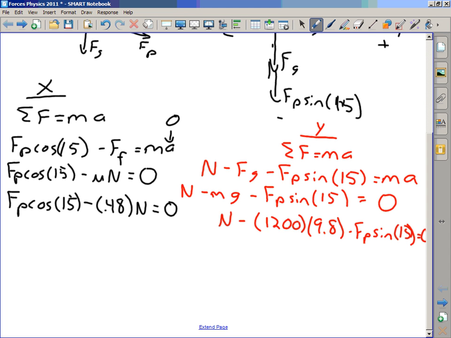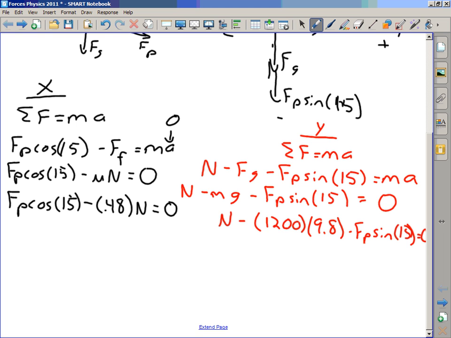I can work a little bit of math here, but I already see a problem arising. What's the problem on the y-axis? Two variables. What does this mean? This is a system of equations. Look at the x-axis, at P and N. Look at the y-axis, at P and N. Pick one, solve for it, plug into the other.